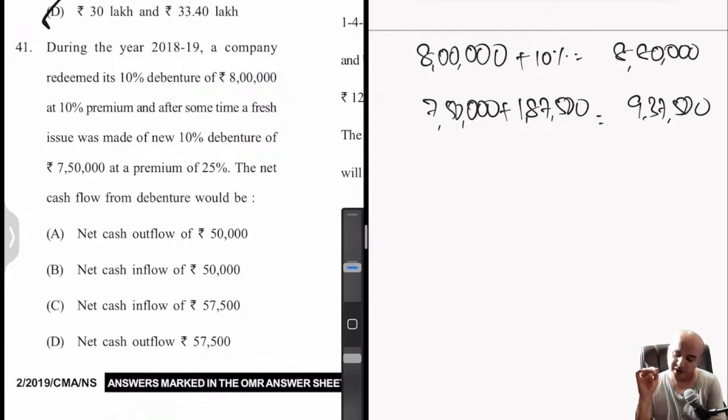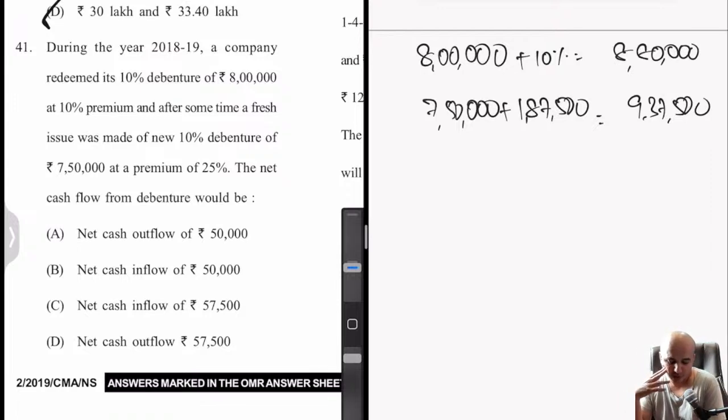So now outflow is how much? 8,80,000. Inflow is how much? 9,37,500. What is the question all about? The net cash flow from debenture would be how much? So there is some outflow, there is some inflow. If you deduct the outflow from the inflow, you will get the net cash flow.